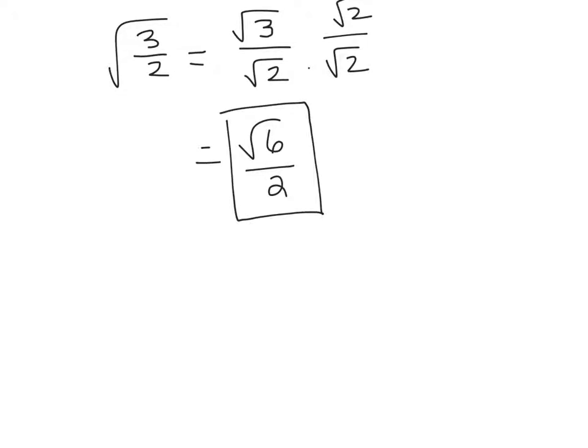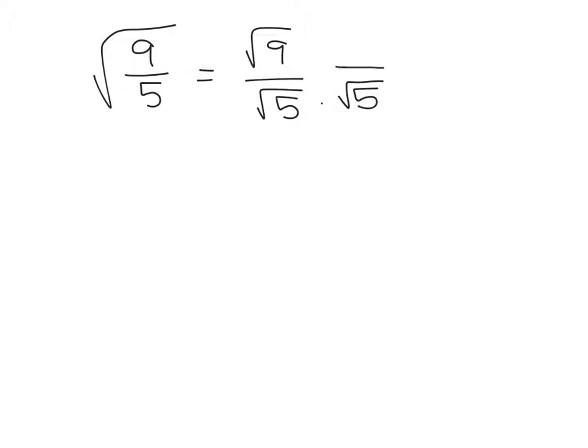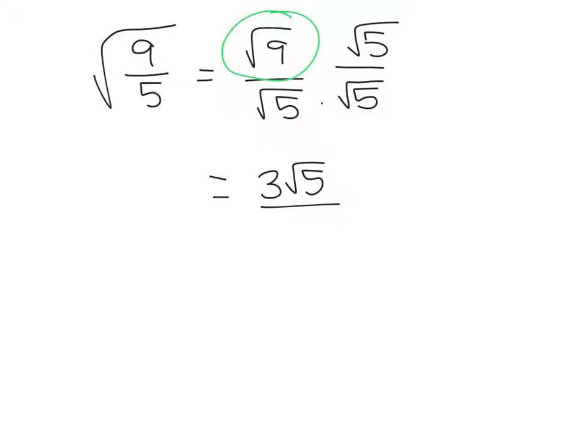Okay, next one. We've got square root of 9/5. I'm going to separate that as square root of 9 divided by square root of 5, and then I'll rationalize it. So I'm going to multiply by square root of 5 divided by square root of 5. Then we can simplify this: the square root of 9 is 3, and that's being multiplied times square root of 5 in the numerator. In the denominator, square root of 5 times 5 is the square root of 25, and that is just 5. So that one's done.